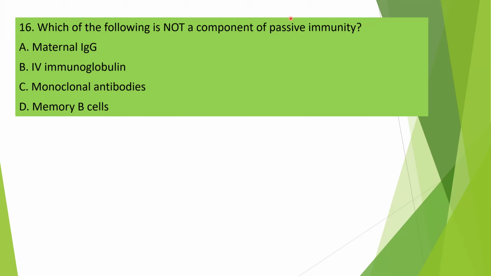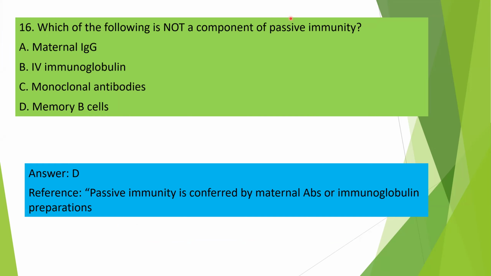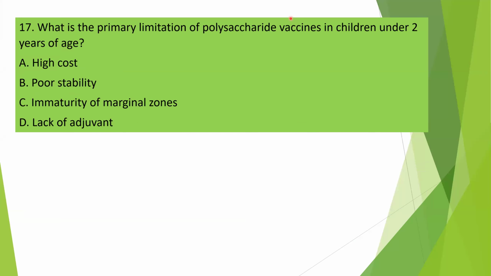Which of the following is not a component of passive immunity? Memory B cell. Okay, that's correct. Passive immunity is, can you read the answer? Passive immunity is conferred by maternal antibodies or immunoglobulin preparation. Yeah, that's why we give passive. I already said why we give passive. Okay, can you read the next question? What is the primary limitation of polysaccharide vaccine in children under 2 years of age?